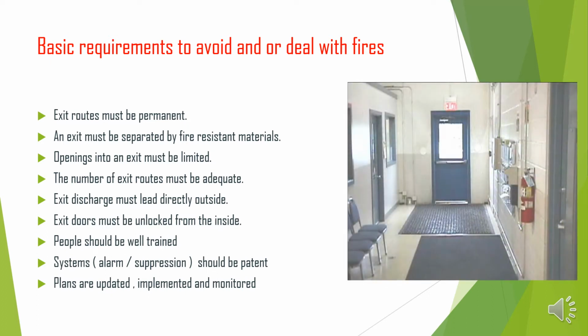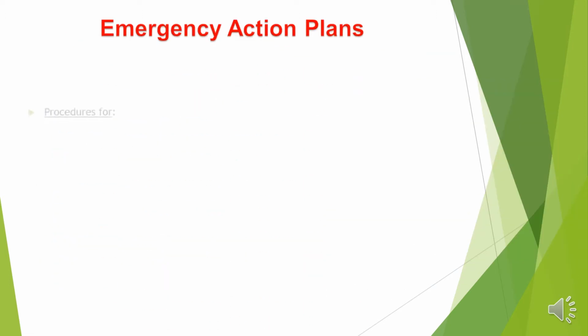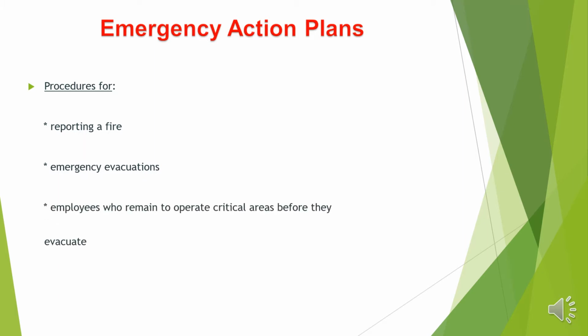This is an example for a fire exit. It should be unobstructed and fire resistant. We have to have emergency action plans. We have to have a procedure for reporting a fire, how to alarm, how to notify that this is a fire, how to do emergency evacuation inside our facility.